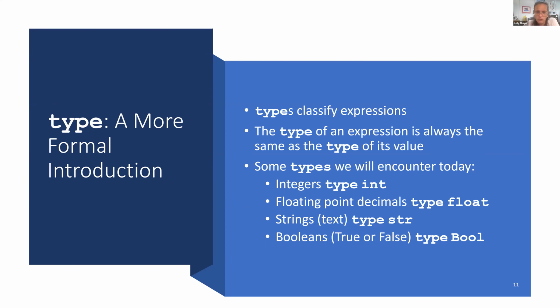Let's get a more formal introduction to types. Types classify expressions. Now remember that expressions really just simplify down to one thing, the canonical form. The type of an expression is always the same as the type of its value. Some types we'll encounter today are integers, which you might have seen in math, floating point decimals, the things that have decimal components, strings, which is the way that we express the idea of text in Python, and Booleans, which refers to the types true and false.